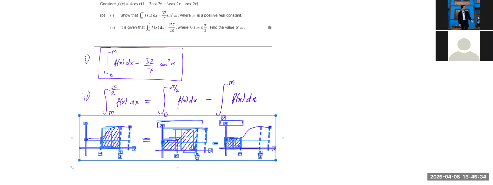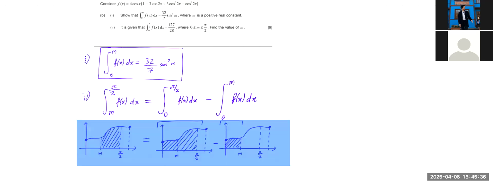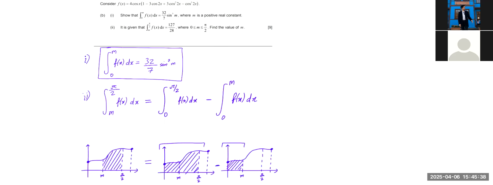So now, once I've realized this, I will replace 0 to pi over 2 with 32 over 7 times sine to the power of 7 of pi over 2. Because again, the top number shows up right there. So I've used the general formula in my situation. Does that make sense so far?